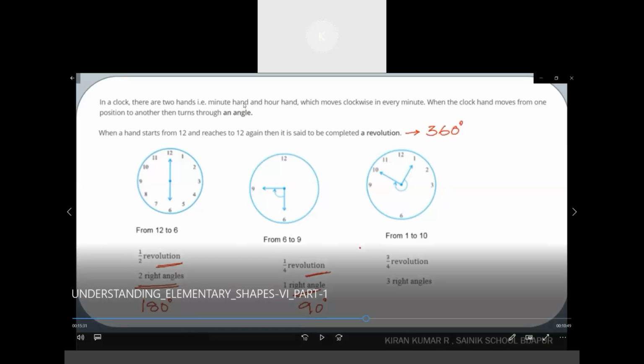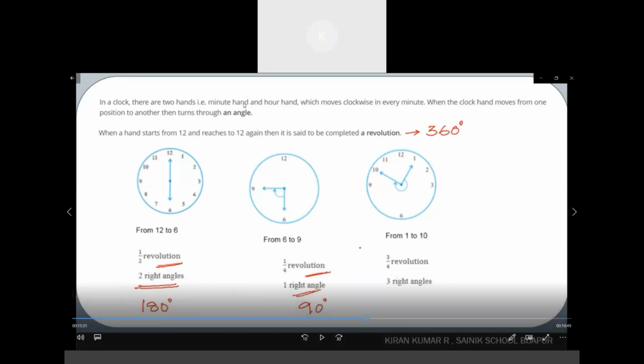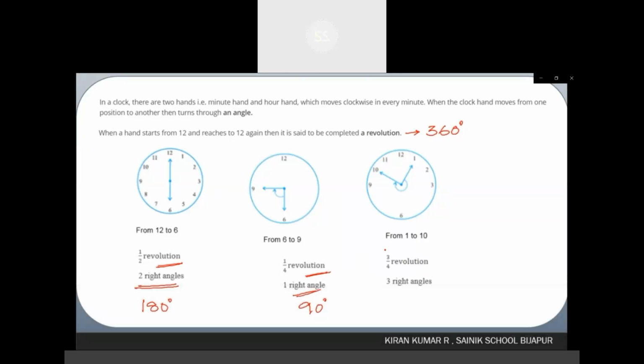Yes, Satvik, what is the doubt? No, sir, no doubt, sir. Satvik raised his hand. No, sir, I didn't raise my hand, sir. Okay, no problem. We'll continue. Okay, sir. Sorry, sir.